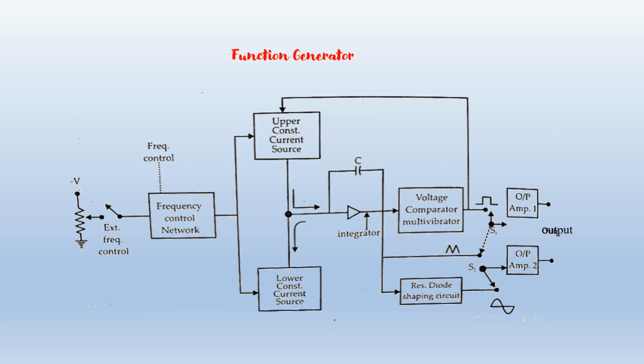The triangular waveform is converted into sine with the help of a wave shaping circuit or network, in which diodes and resistors are connected in a network form. The amplifiers are used to amplify the output signal.